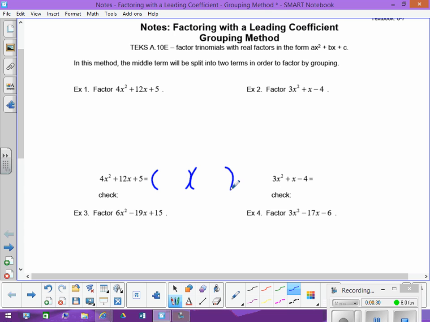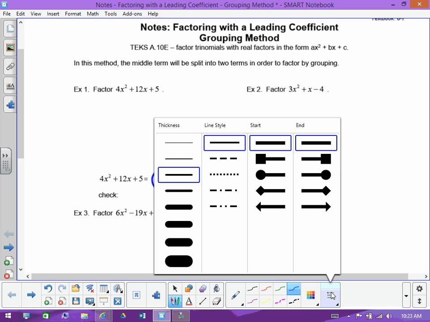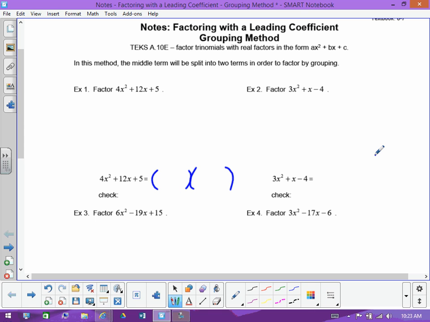How we're going to get there, we're going to do the same process every time, because we're going to eliminate a few of the guessing parts of it by doing this. So, 4 times 5, 20. I want factors of 20 that add up to 12. This is what we've been doing, okay? Well, if we look at 20, we've got 1 and 20, 2 and 10, 4 and 5. We want 2 times 10 because 2 plus 10 equals 12.